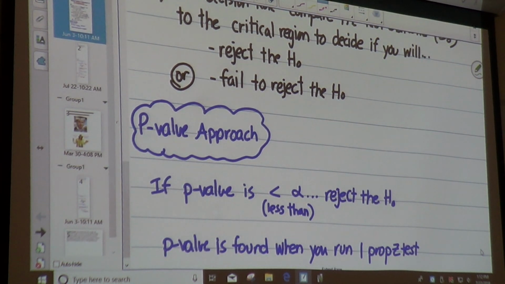If the p-value is less than alpha, you reject the H naught. If p-value is found when you run the one proportion z-test, if it's less than alpha, you reject it.